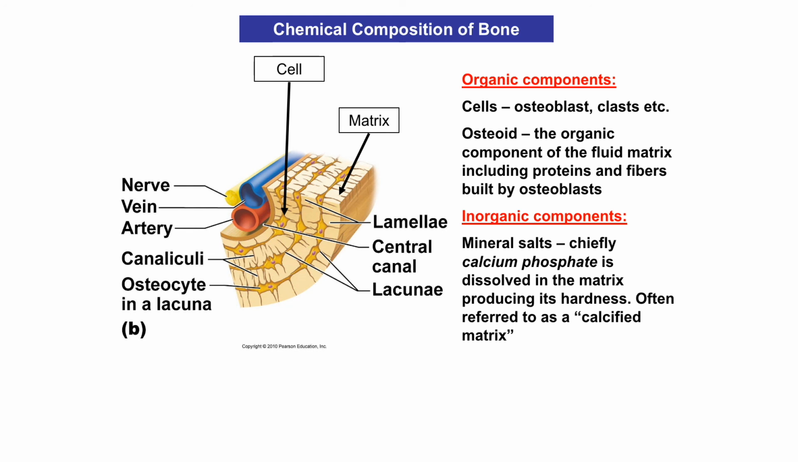Remember that. Now, moving on to the inorganic components. They are termed mineral salts, all right? And I've already discussed this in the previous video, but calcium phosphate is that inorganic component. And it's the chief component for producing that calcified matrix or hardness inside of our bones.